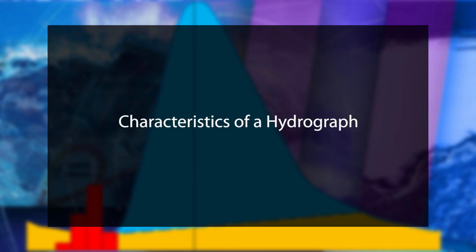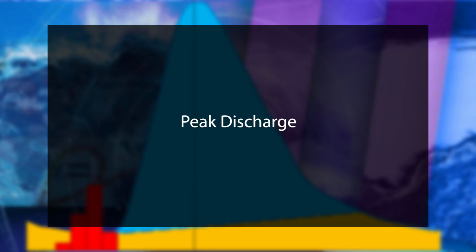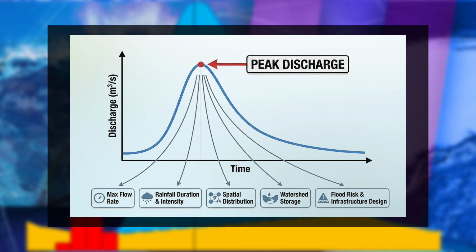Now let us discuss first the characteristics of a hydrograph. A hydrograph generally comprises different phases. Peak discharge: this is the highest point on the hydrograph, indicating the maximum flow rate during the event, which shows the maximum capacity of runoff within the given event. The peak discharge is also affected by rainfall duration, intensity, spatial distribution and watershed storage characteristics, and is crucial for flood risk assessment and infrastructural design.